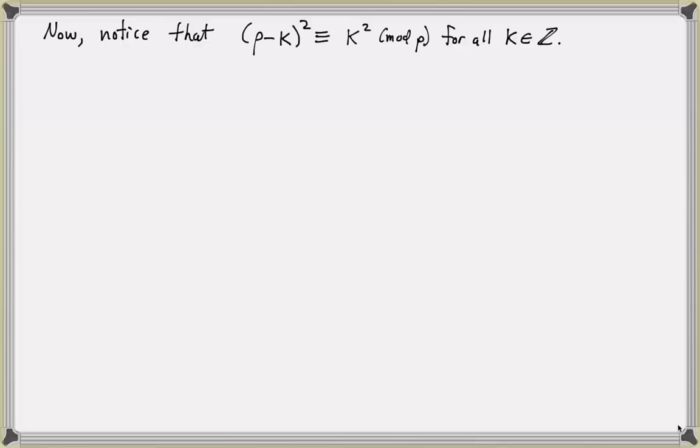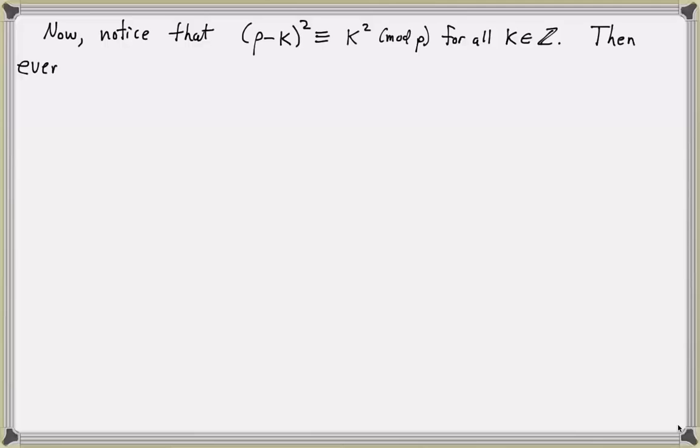So if you look at (p minus k) squared and expand it, you get p squared minus 2pk plus k squared. And so the two terms that have a factor of p will be congruent to 0 mod p. So this shows that (p minus k) squared is just congruent to k squared mod p. So in other words, every quadratic residue must be congruent to exactly one of the numbers we started with, 1 squared, 2 squared, up to ((p minus 1) over 2) squared.